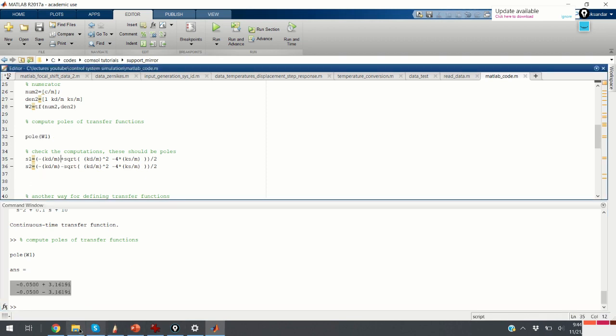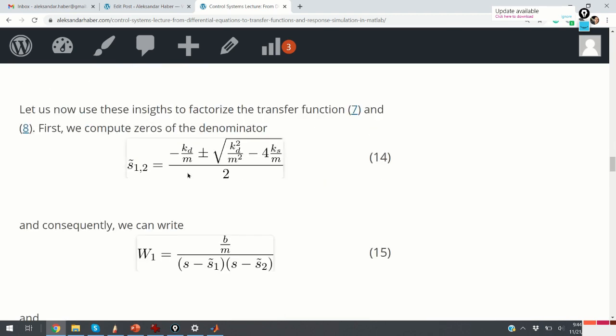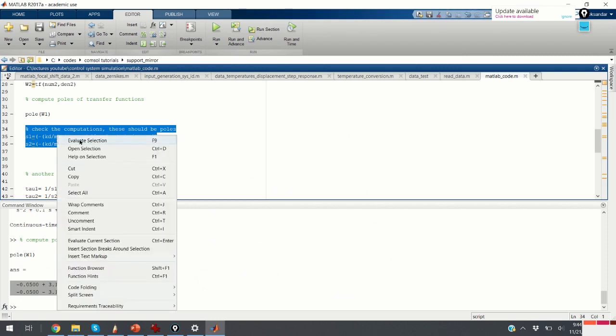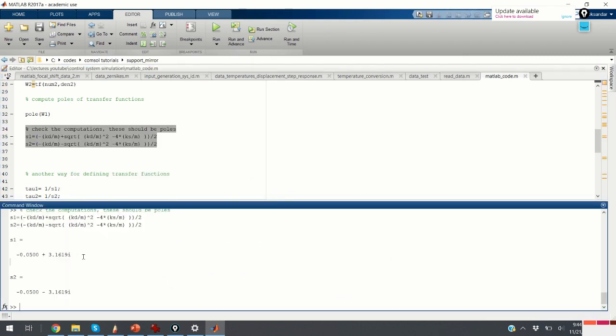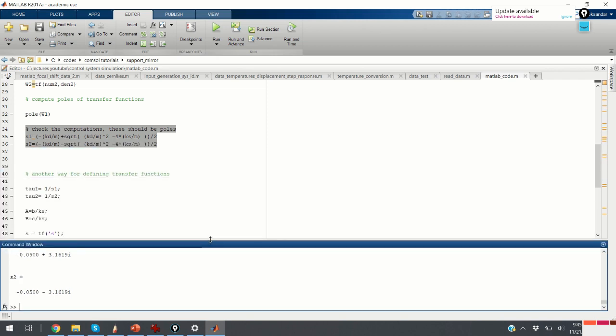Now, if you go back to our slides, we have actually computed the poles, right? Here are our poles. Now, in MATLAB, we can simply compute these poles starting from our parameters, and we can verify that our numerically computed poles correspond to the poles given by MATLAB. So our calculations are 100% correct.